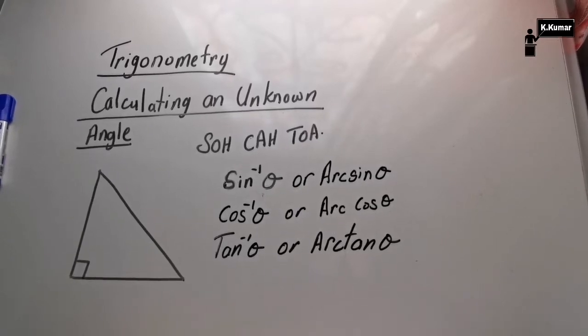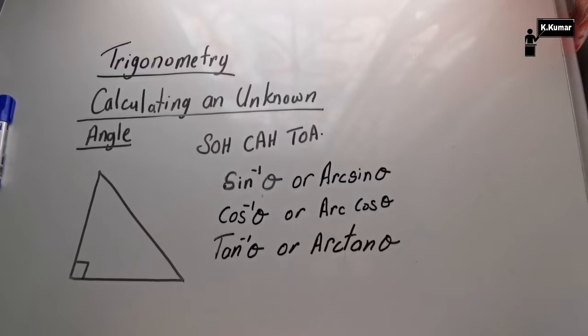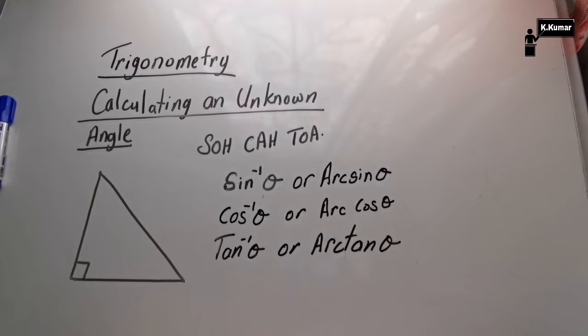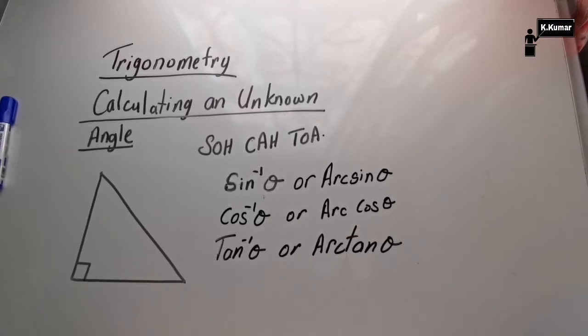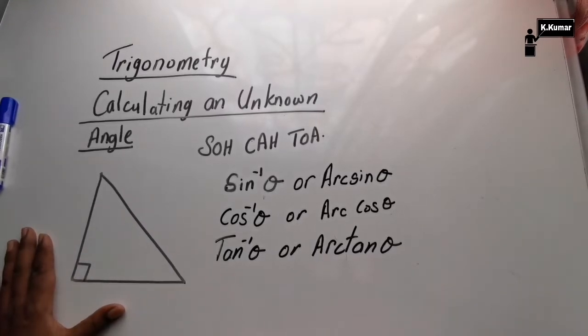In our previous video, we looked at calculating an unknown side using the three trigonometric ratios sine, cosine, and tangent. Today we're going to look at how to calculate an unknown angle using the same three trig ratios. So a quick recap, we can only use these three ratios on right angle triangles.